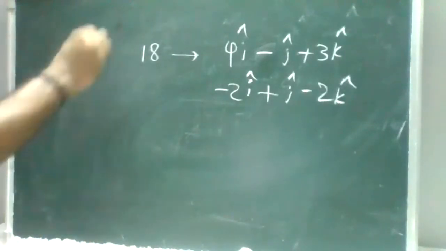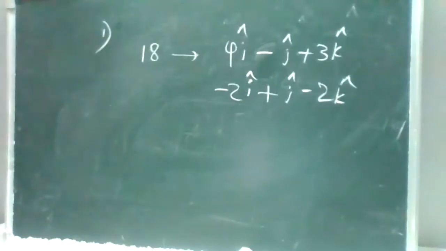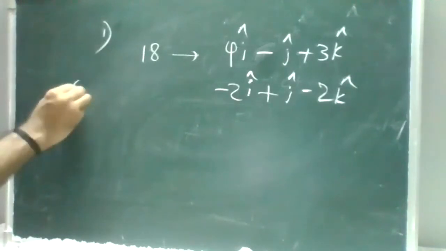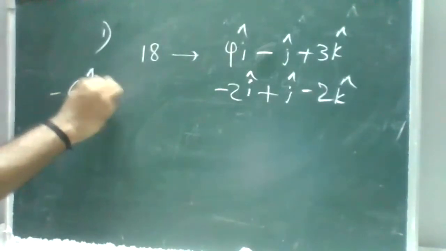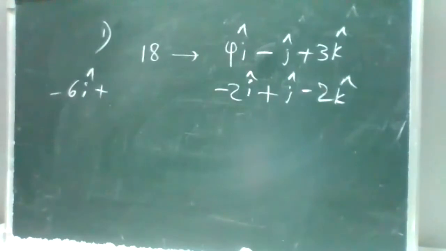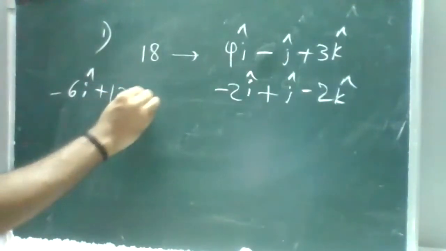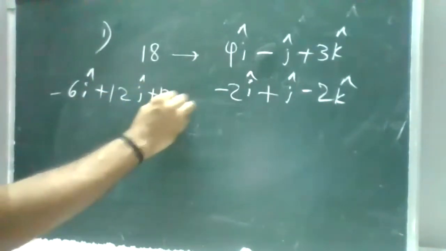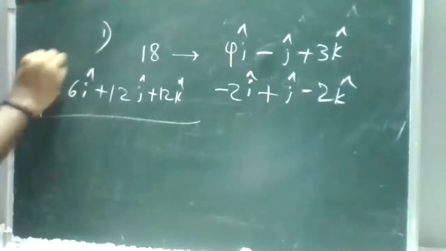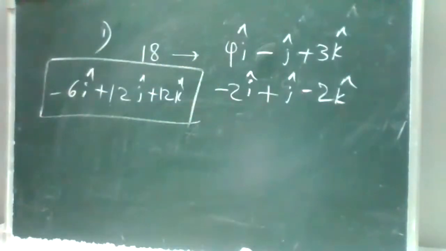இது ஒரு homework try பண்ணுங்க நீங்க. I'll give the answer. வருதா நீங்க check பண்ணுங்க. Or else tomorrow I'll explain it. Okay, just take the answer. So answer is minus 6i cap plus 12j cap plus 12k cap. This is your answer.